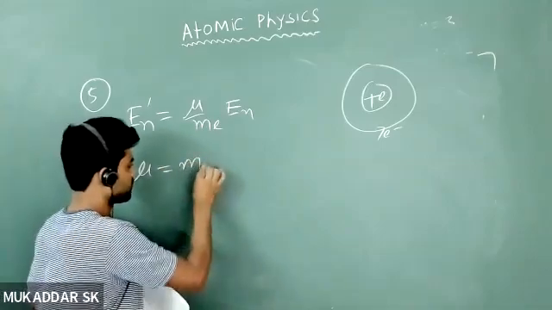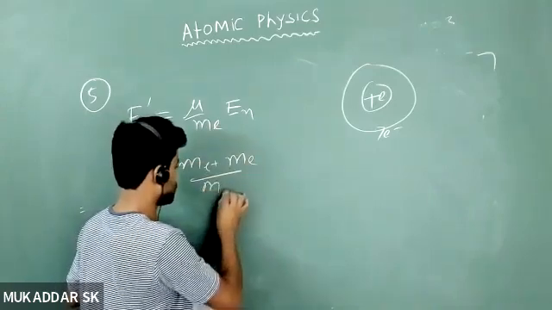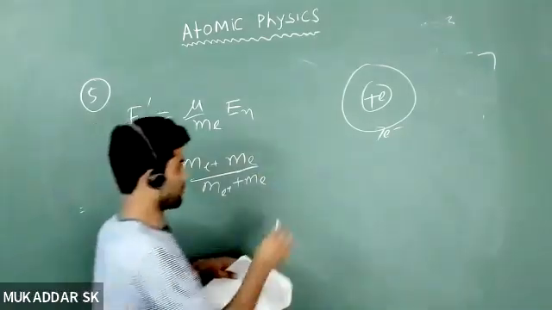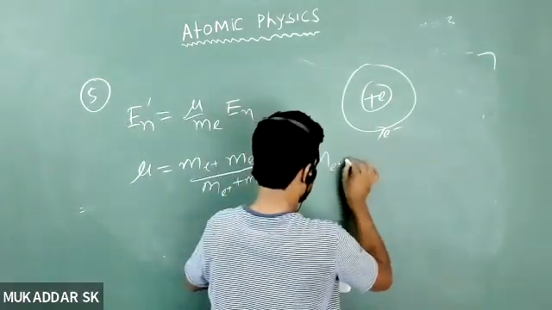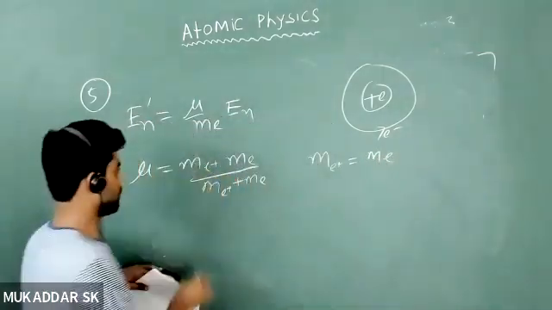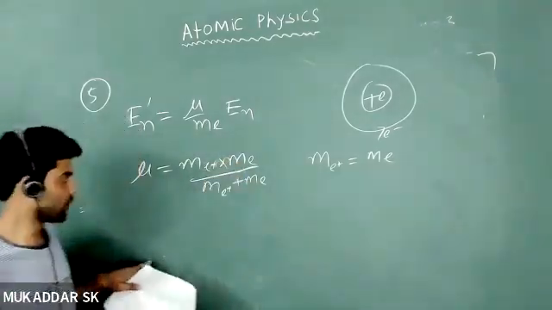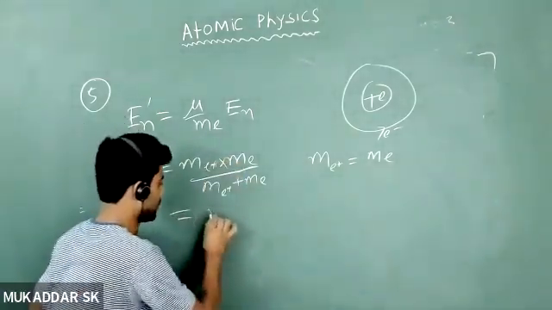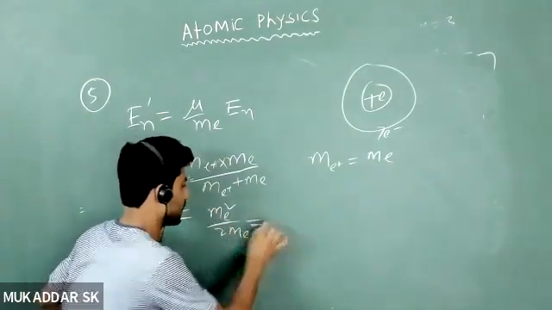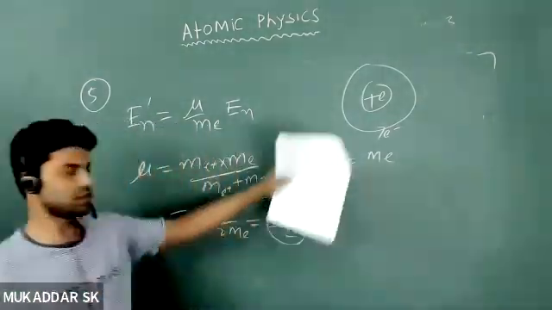Reduced mass is the mass of positron times the mass of electron divided by the mass of positron plus the mass of electron. You know the mass of positron is equal to the mass of electron. So if you substitute it, you will get m squared by twice Me, and that will give you the mass of electron divided by 2. So that is the reduced mass of this system.